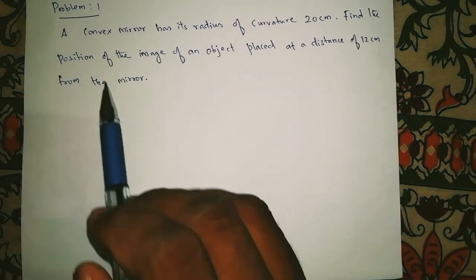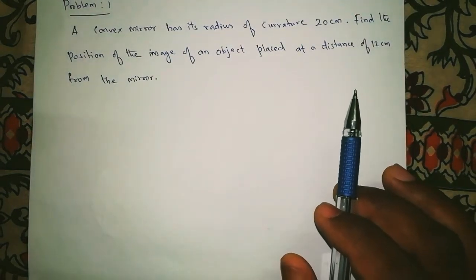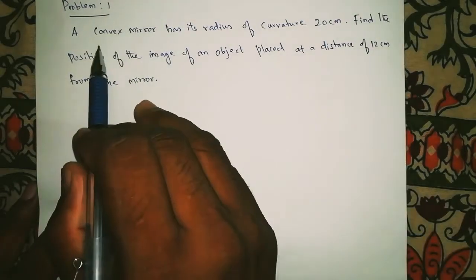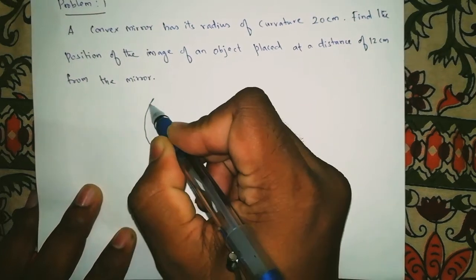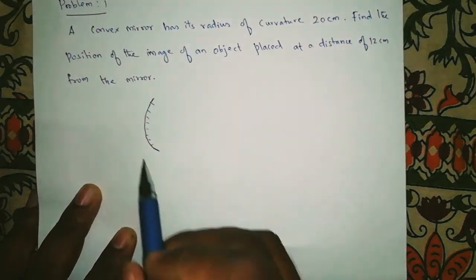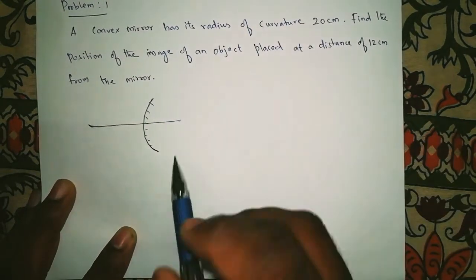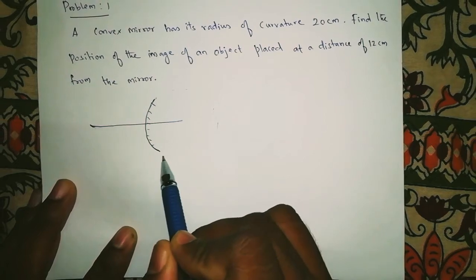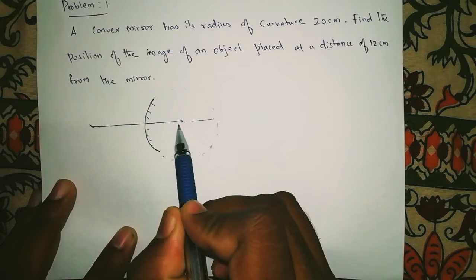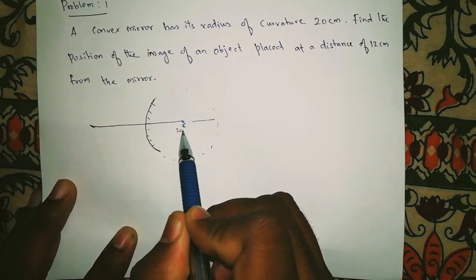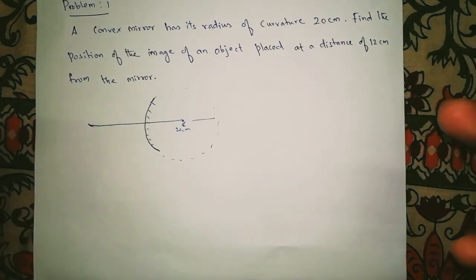The convex mirror has its radius of curvature 20 centimeter. So it is a convex mirror. Convex mirror, it will be like this. So a convex mirror is bulged, right, like this. And the radius of curvature is 20 centimeter. As we know, if it is a spherical mirror like this, the radius of curvature could be from here to here. So it is 20 centimeter, that you have to keep in your mind. So this is how you have to look at the question.